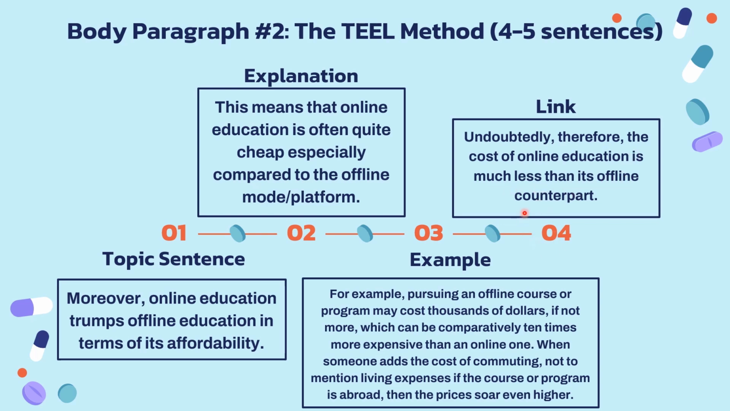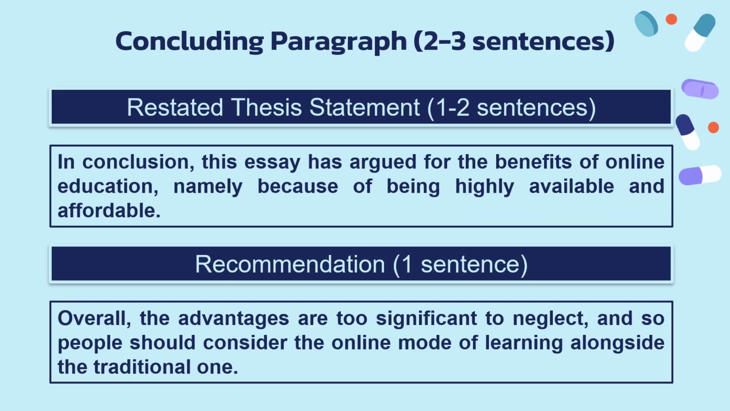Basically, if you didn't notice this before, the link is a link back to the topic sentence. These two sentences, explanation and example, are linked back to the topic sentence using the final sentence, which is a link. In the concluding paragraph, we basically only write the restated thesis statement, and if you want, you can also give a recommendation.